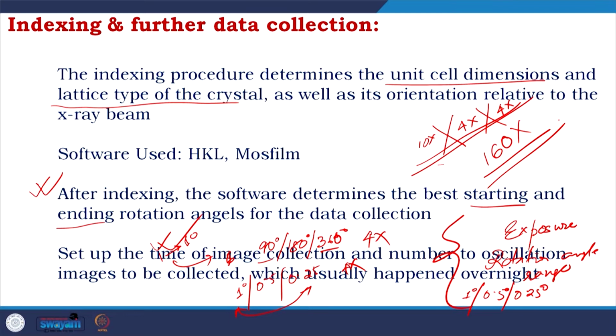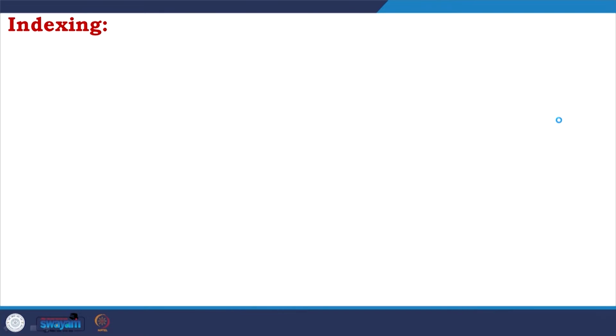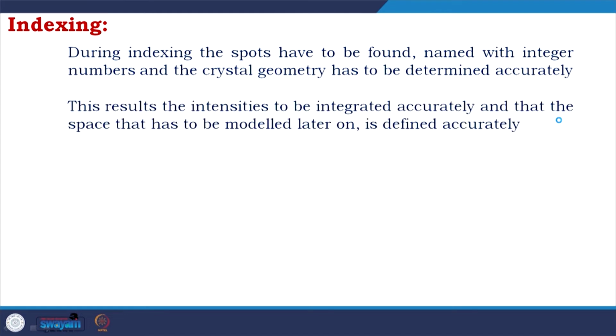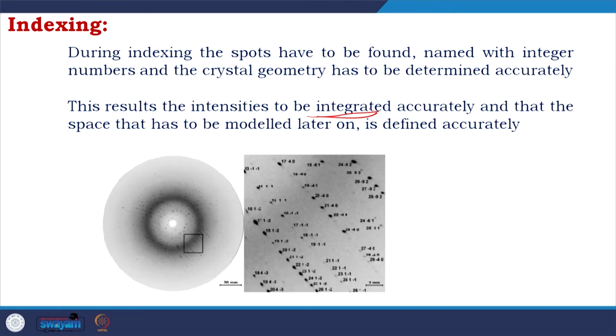And then you set up the time of image collection and the number of oscillation images to be collected, which takes you overnight. Even at minimum, it takes 24 hours or something like that. During indexing, the spots have to be found and named with integer numbers, and the crystal geometry has to be determined accurately. This results in the intensities being integrated. So, you need to integrate accurately, so that the space that has to be modeled later on is defined accurately.